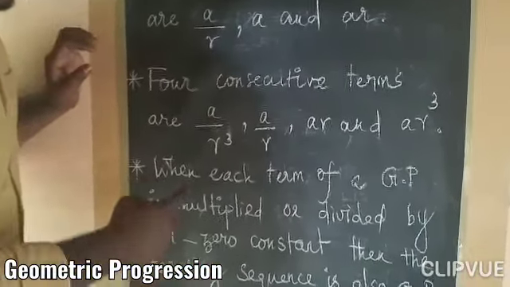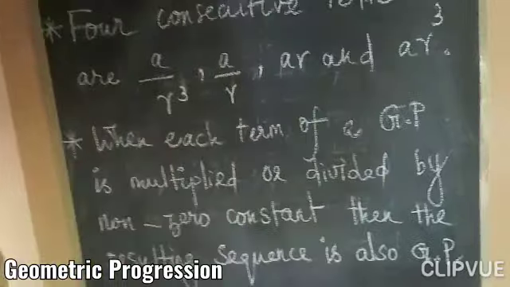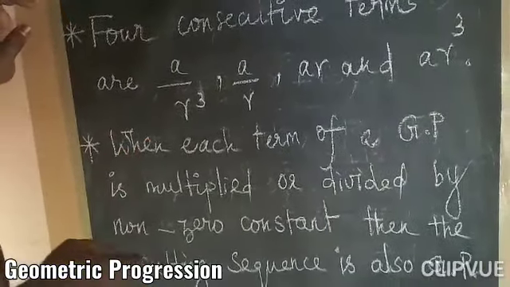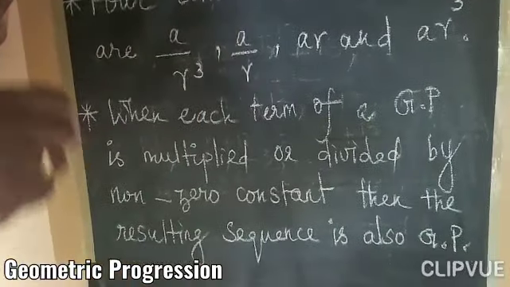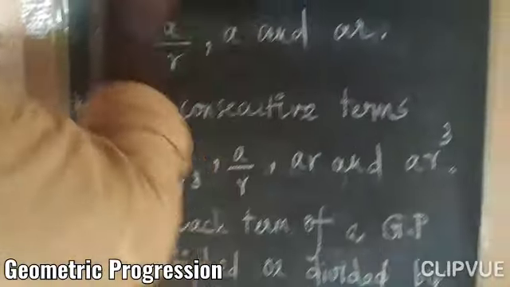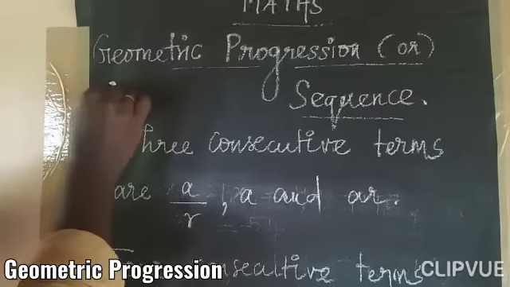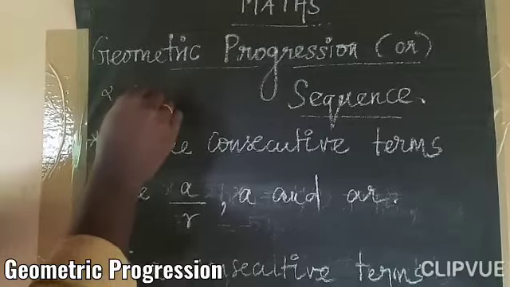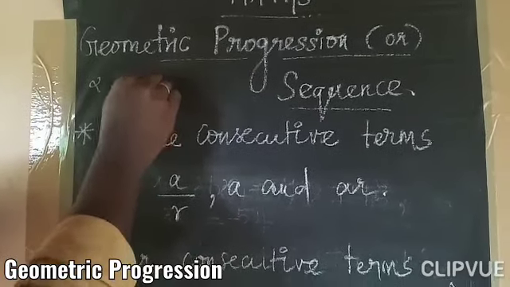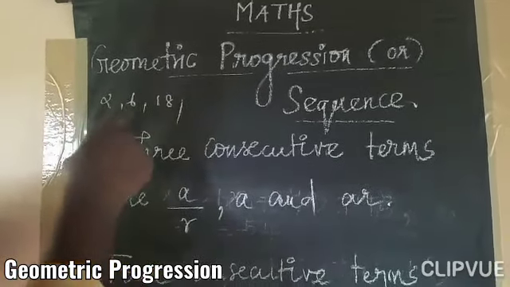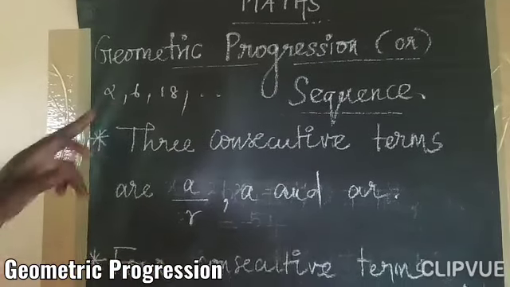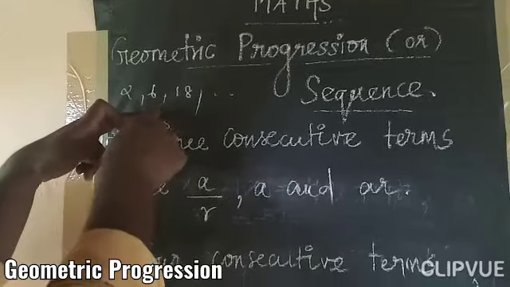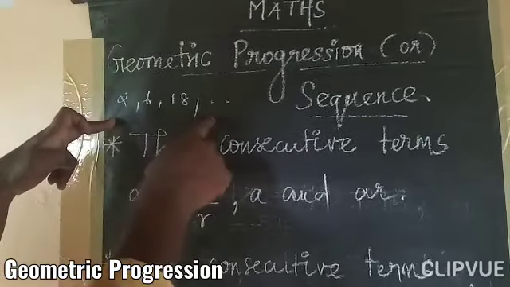Then the third one is, when each term of a GP is multiplied or divided by a non-zero constant, the resultant sequence is also a GP. For example, 2, 6, 18 and so on. See here the common ratio is 3. 6 by 2 equal to 3. 18 by 6 is equal to 3. Therefore, it is a GP.